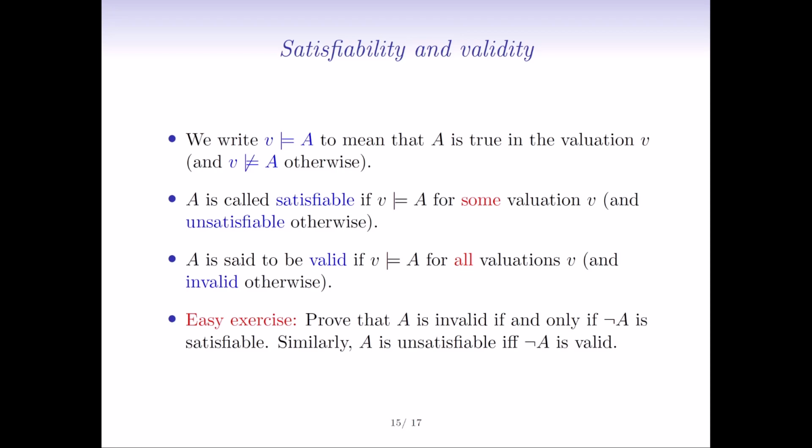By the way, just a little tip about proving things. Whenever you're asked to prove an equivalence like that, there are really two directions to prove. So let's take this first part. To prove this, I would start by assuming that A is invalid and show that then not A must be satisfiable. That's one direction of the equivalence. And then I do it the other way around: assume that not A is satisfiable, and go on to show that A itself must then be invalid.